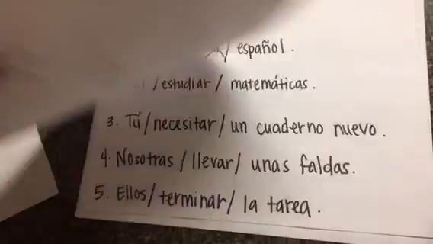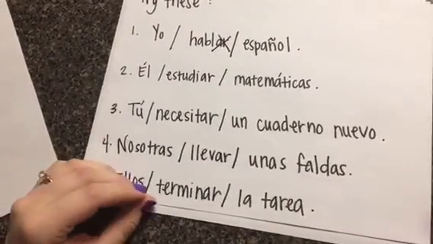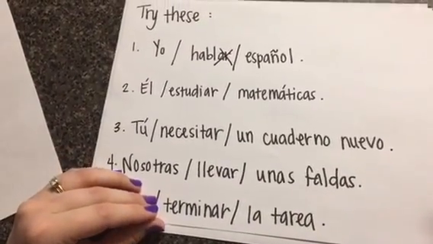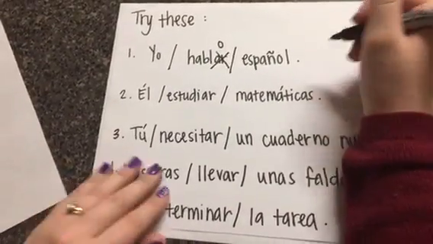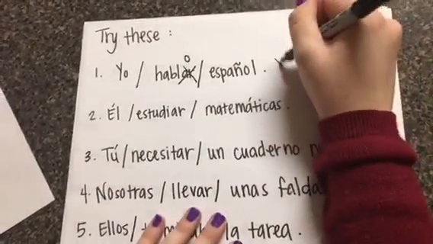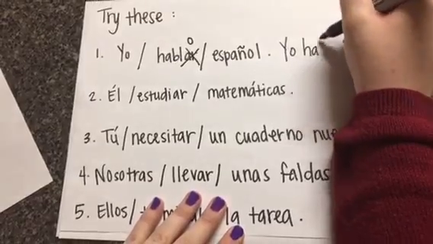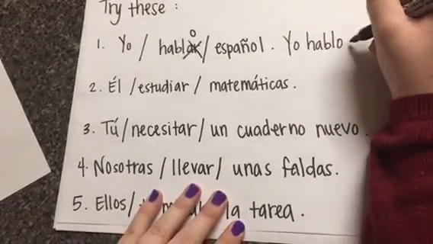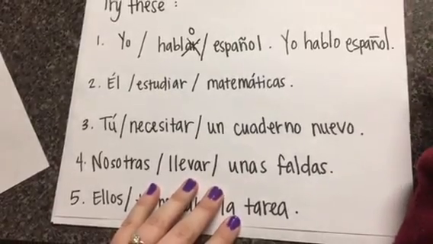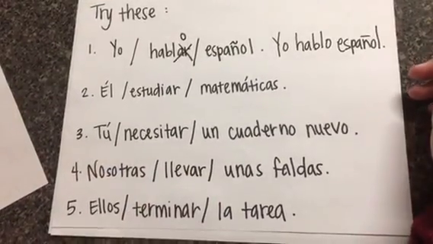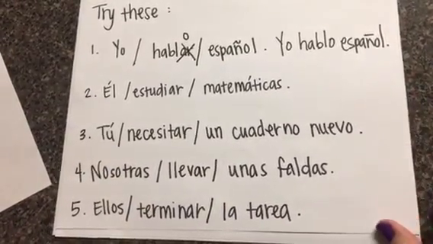Put that ending at the end of habl. You're left with hablo, right? So your new sentence should read, yo hablo español. Try the rest, and in a moment I'll put up the answers.